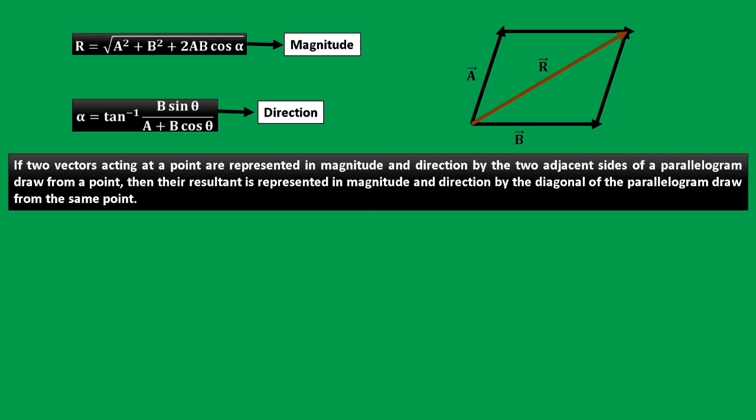We can say that if two vectors acting at a point are represented in magnitude and direction by two adjacent sides of a parallelogram drawn from the same point, then their resultant is represented in magnitude and direction by the diagonal of the parallelogram drawn from the same point. So this is the definition of the parallelogram law of vector addition.